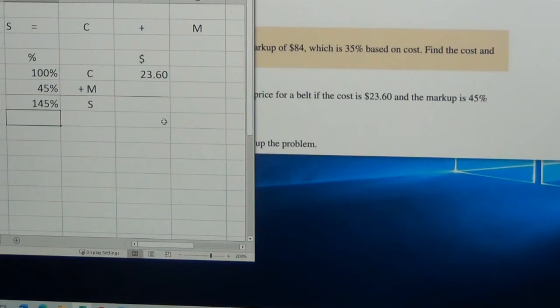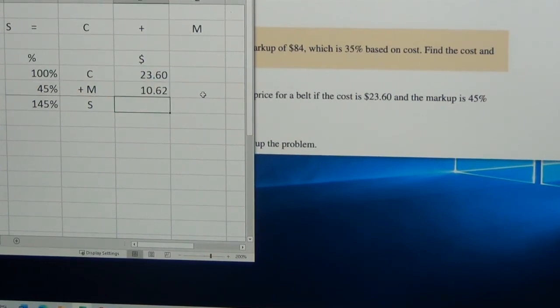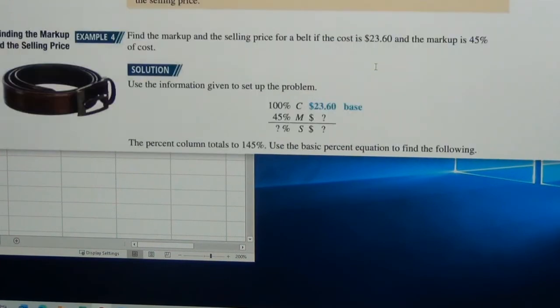$23.60 is the cost, 45% is the markup. Now we can come up with the markup. $23.60 multiplied by 45%, that's the percent markup, gives me $10.62. And if I add these two together, $23.60 plus $10.62 gives me $34.22.